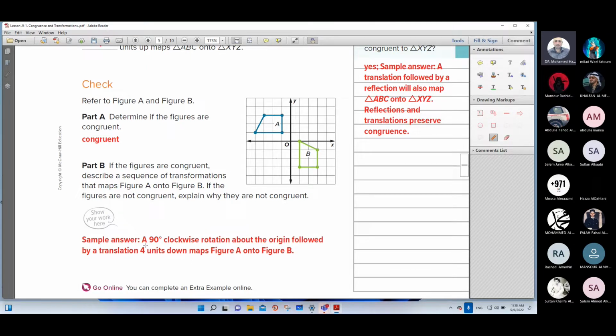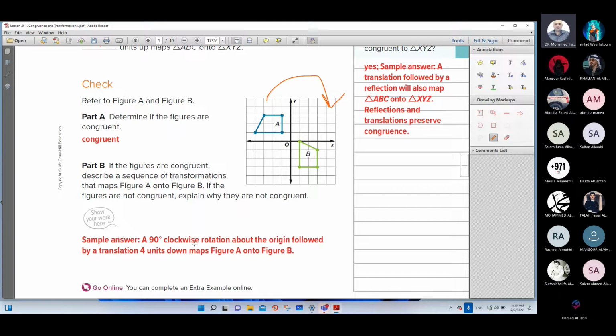Thank you, Sultan. So, a 90-degree clockwise rotation about the origin, followed by a translation 4 units down, 1, 2, 3, 4, 4 units down, maps figure A onto figure B.